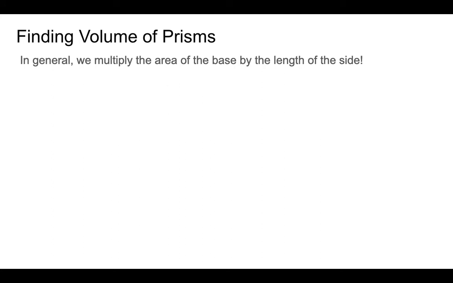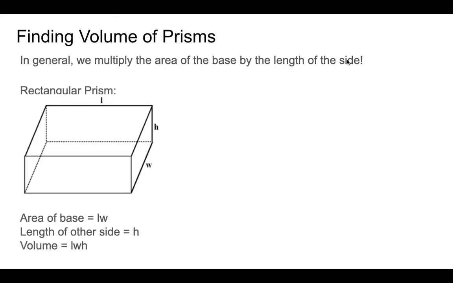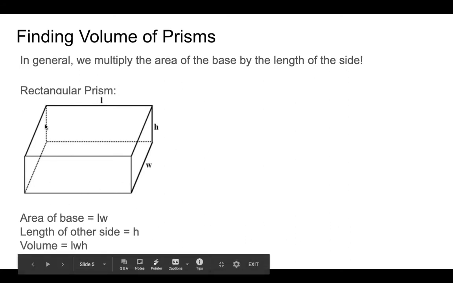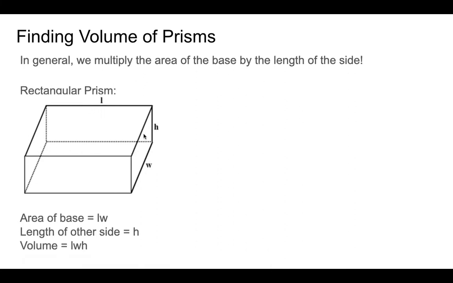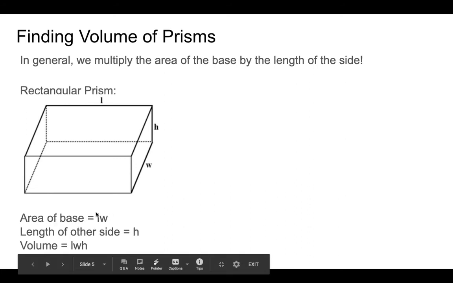In general, to find the volume of a prism, you're going to multiply the area of the base by the length of one of the sides. In rectangles, you might remember that the area of a rectangle is length times width, right? So we have length times width, but we're adding that third dimension. To find the volume of a rectangular prism, you're going to go length times width and then times the height. So the area of the base is length times width, and the length of the other side is height. So the volume is those three multiplied by each other.